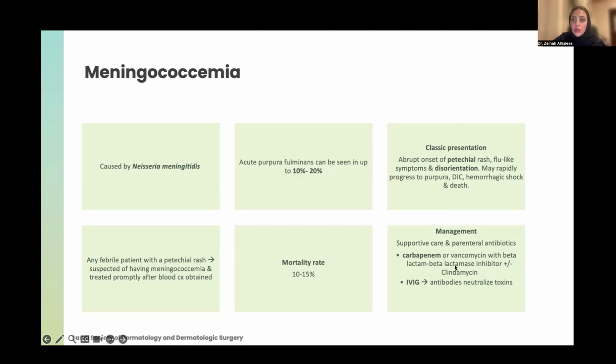Usually you want to do supportive care and antibiotics, so carbapenems or vancomycin with beta-lactamase resistant antibiotics. Those are your important ones, and you can also add clindamycin as well. And IVIG can possibly help with neutralizing the toxins in meningococcemia.